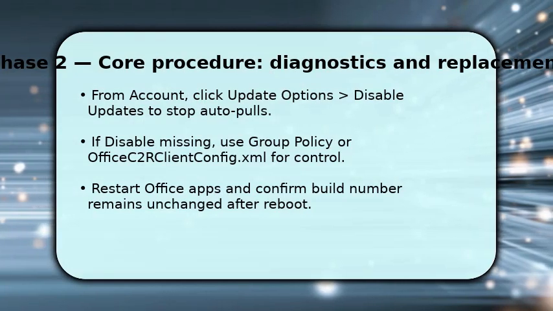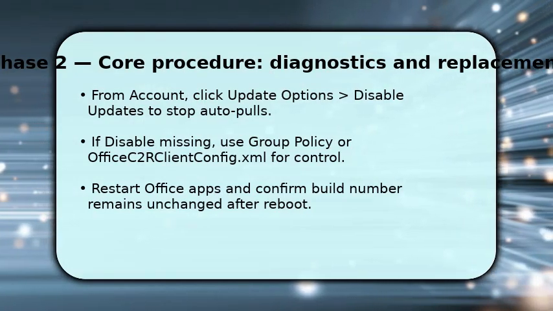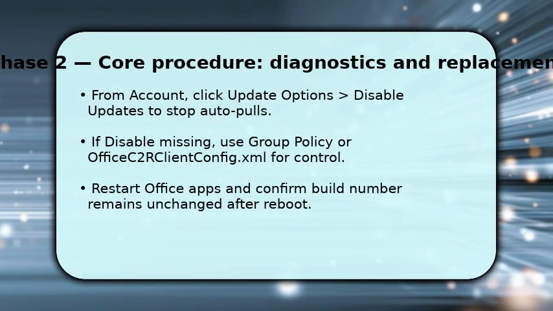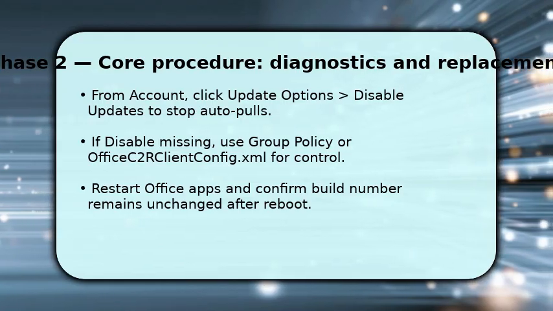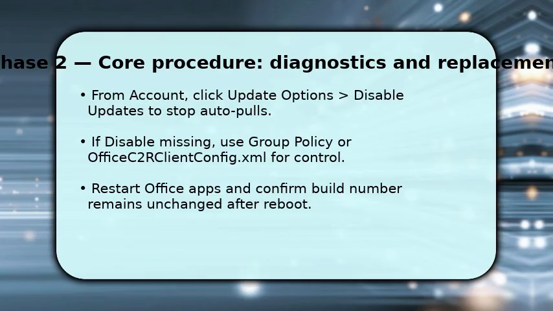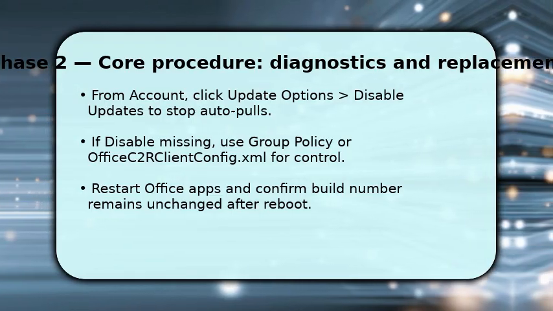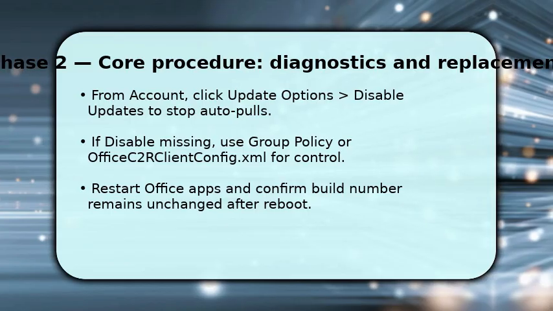Now you disable automatic updates and handle the more complex middle steps. From Account, click Update Options, then choose Disable Updates. You'll see immediate confirmation. If Disable Updates is unavailable, use Group Policy Editor.